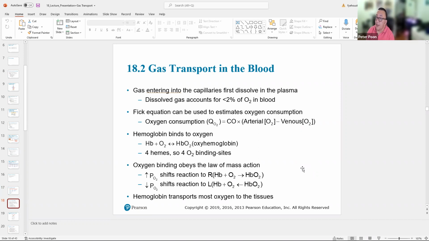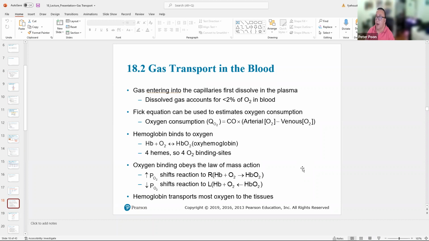Gas transport in the blood. Gas transport is you have 2 components: oxygen and carbon dioxide. So let's talk oxygen first. Oxygen first dissolves in the plasma, but as soon as it dissolves in the plasma, most of the oxygen actually gets sucked up by hemoglobin.